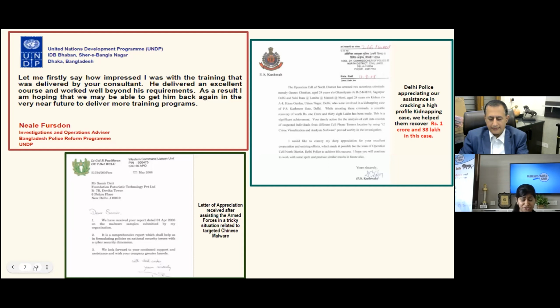The next letter of appreciation, which you can see on your screen, is from the Delhi Police. We helped Delhi Police in solving one very sensitive kidnapping case. And not only that, we helped Delhi Police in recovering over 1.38 crore from the offender.